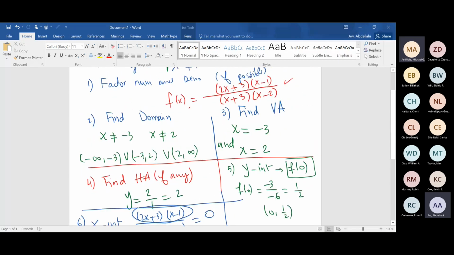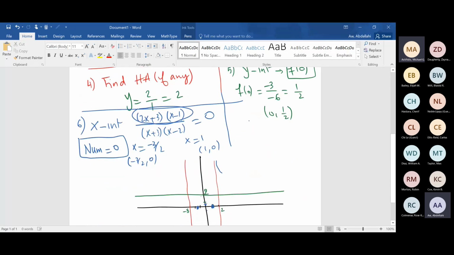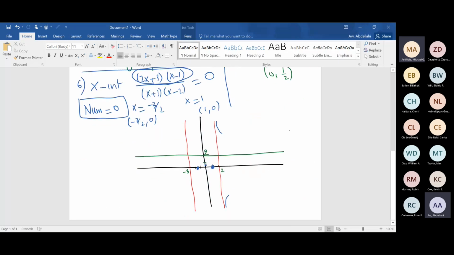So when you plug in 2.1, this is going to be positive, positive, positive. So it's going to be positive, so my graph will be like this. It's going to be above. And then I just go ahead. My graph will be something like that.